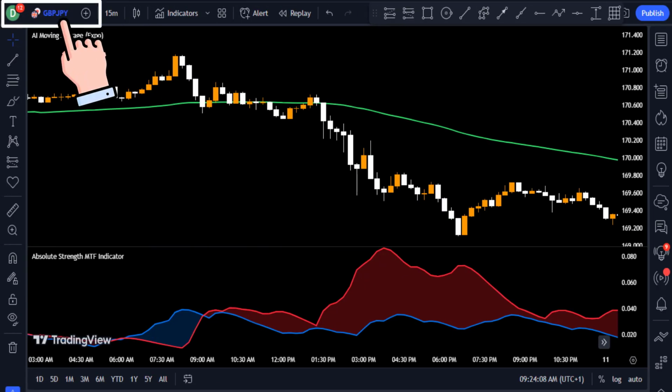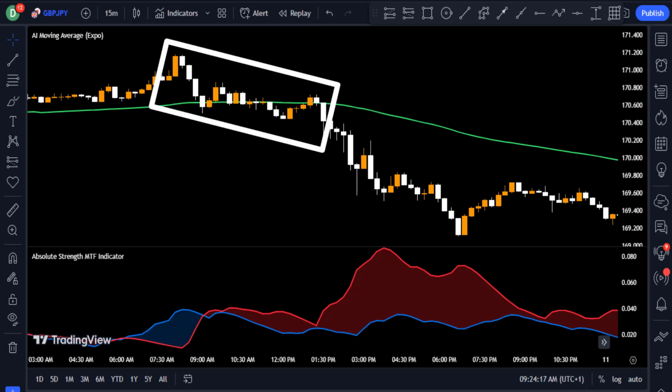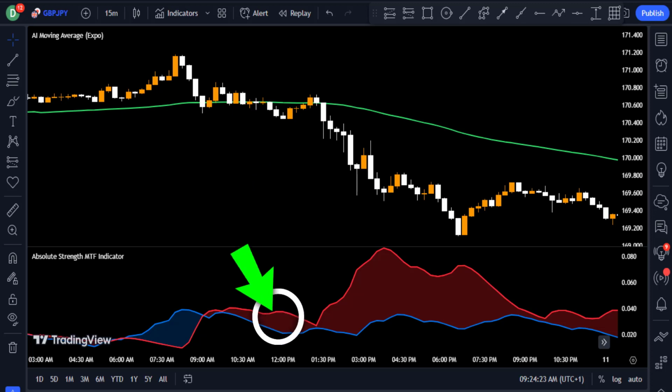Now, here is the price chart of the British pound with the Japanese yen currency pair, and we are trading on the 5 minutes time frame. Now, you can see that the price has been exhausting from the pre-existed uptrend by forming this little choppy price movement around the AI moving average. And then when you see that the red bearish line is above the bullish line, and the bearish space between them is gradually increasing, you then start looking for an opportunity to enter a short trade.